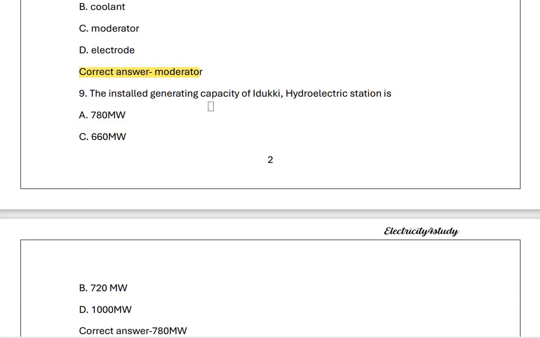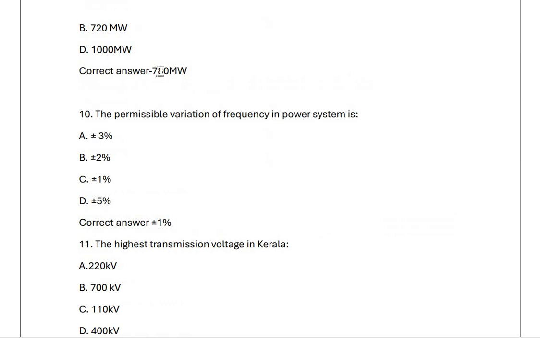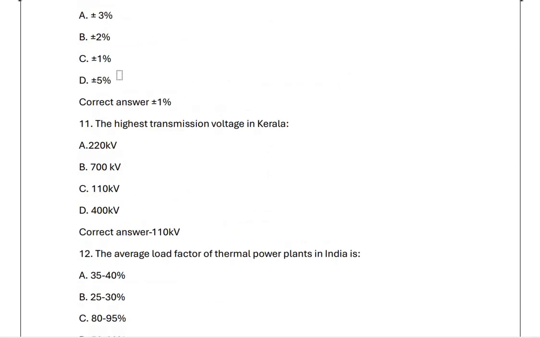9. The installed generating capacity of Idukki hydroelectric station is A. 780 MW, B. 720 MW, C. 660 MW, D. 1000 MW. Correct answer: 780 MW.